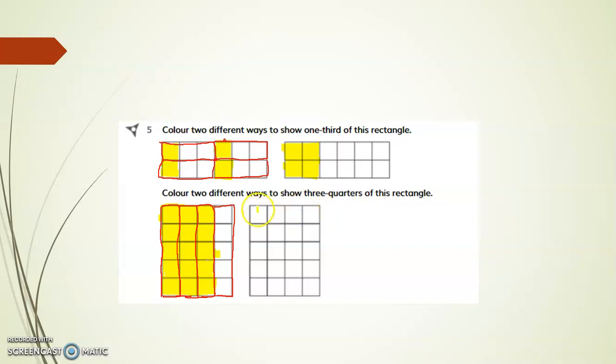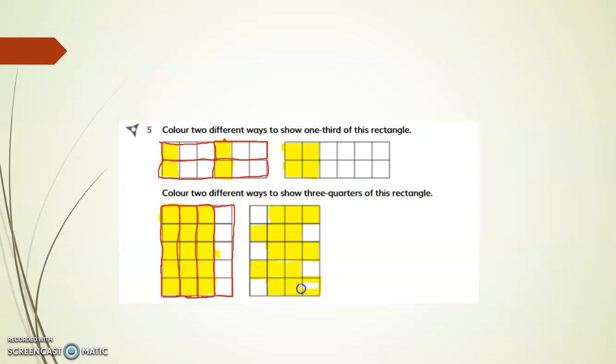Take 4 rectangles as one group. Of these, 3 rectangles are shaded. Now take the next 4 rectangles, shade 3 out of it. Now, 3 out of 4 rectangles. Take four squares, and color 3 of them here.